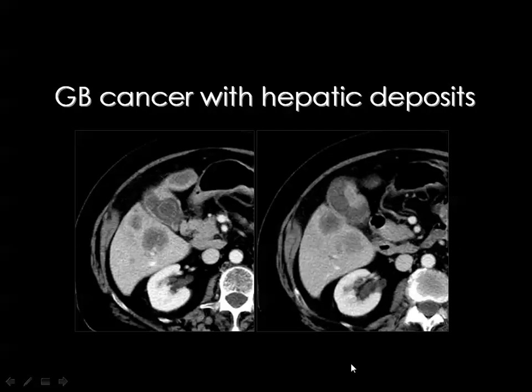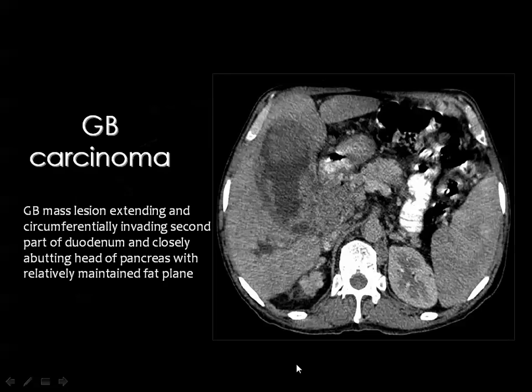Then one of the predisposing factors for gallbladder carcinoma is the presence of calculi, and this is a calculous gallbladder, and you see the wall is thickened, and there is an enhancing mass arising from the wall of the gallbladder, and also there are focal lesions in the liver representing metastatic deposits.